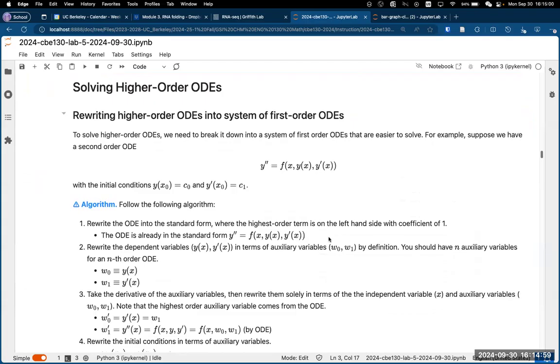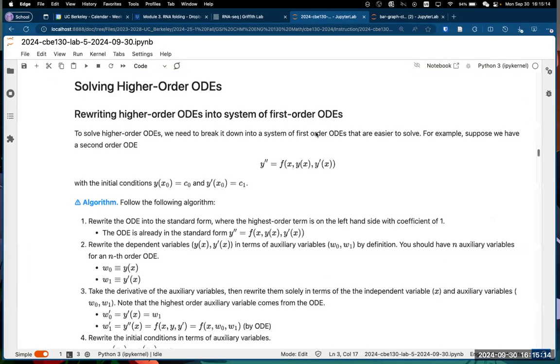Now let's go on to solving higher order ODEs. This is, I think, very important actually, because we will reuse this content in future labs. So be careful. How do we convert higher order ODEs to first order ODEs?